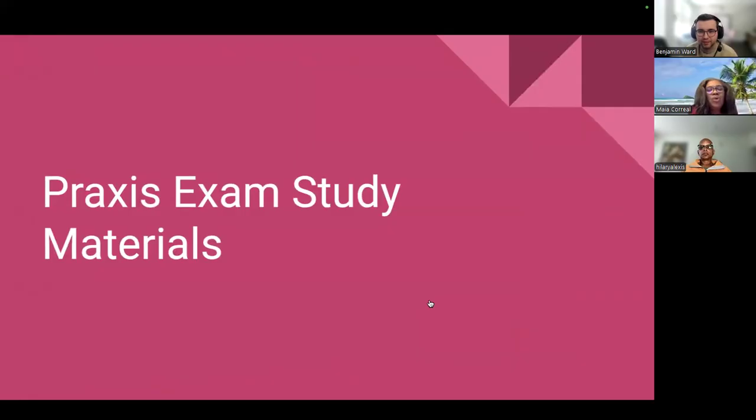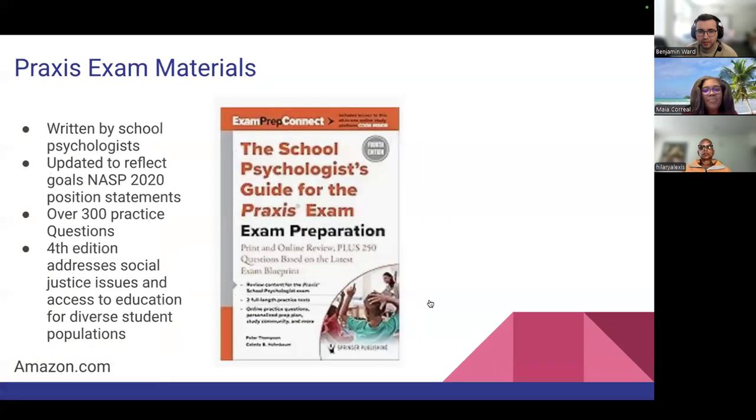In addition, our Praxis exam study materials included the book on the next slide. It is the school psychologist's guide for the practice exam. We thought this particular resource was effective because it was written by school psychologists. It is updated to reflect the NASP standards. There are over 300 practice questions. It is the 4th edition, and it does address social justice issues for diverse student populations.